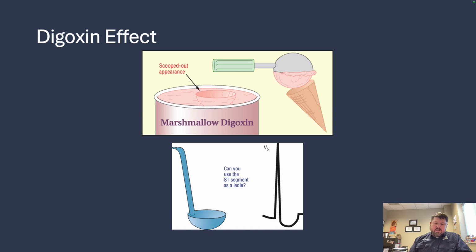The ST segment looks like the indentation made when you scoop out some ice cream from a carton. The ST segment also looks like a ladle. Whenever you see a scooped out segment on someone's atrial fibrillation, you should think of the digitalis effect, and this figure here kind of shows you what it's talking about.